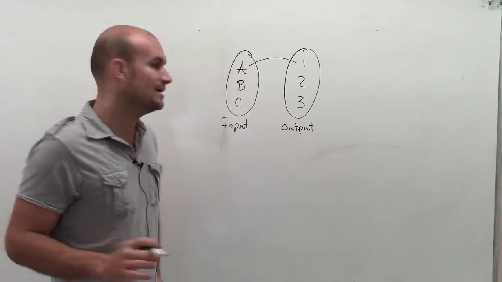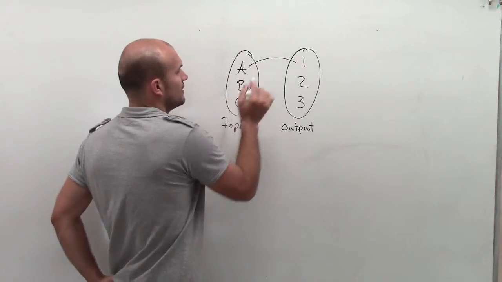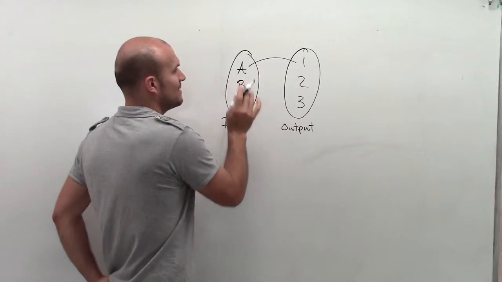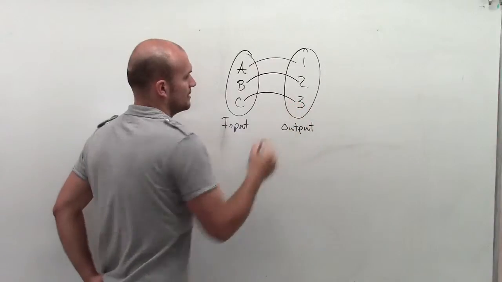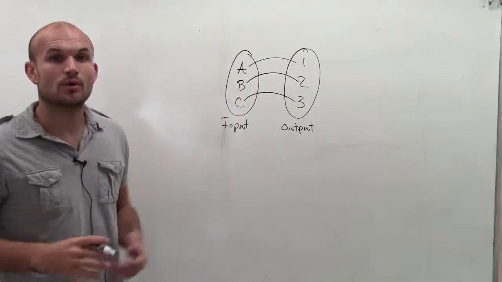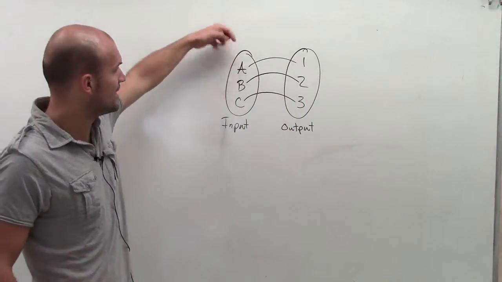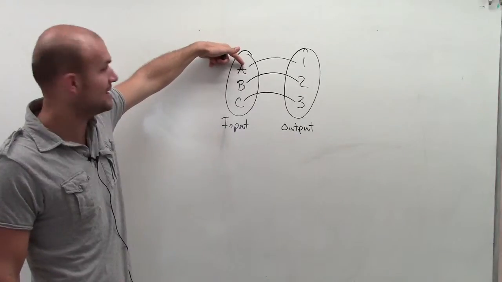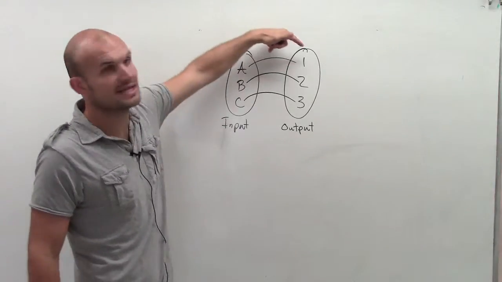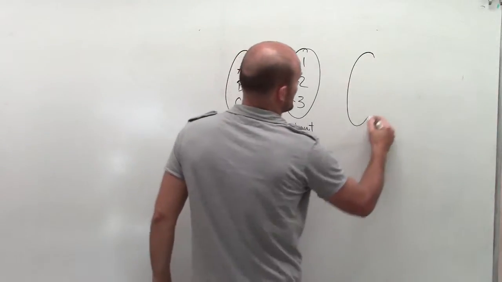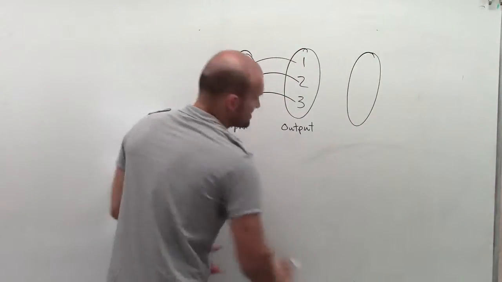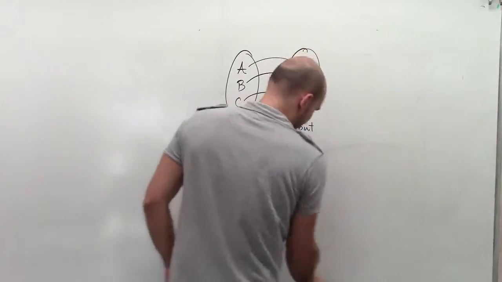So for this to be a function, every element in my domain has to correspond to exactly one element in my range. So this is what we call a function. An element in my input corresponds to exactly one element in my range. Now, let me go through another example here. Let's take a look at this.